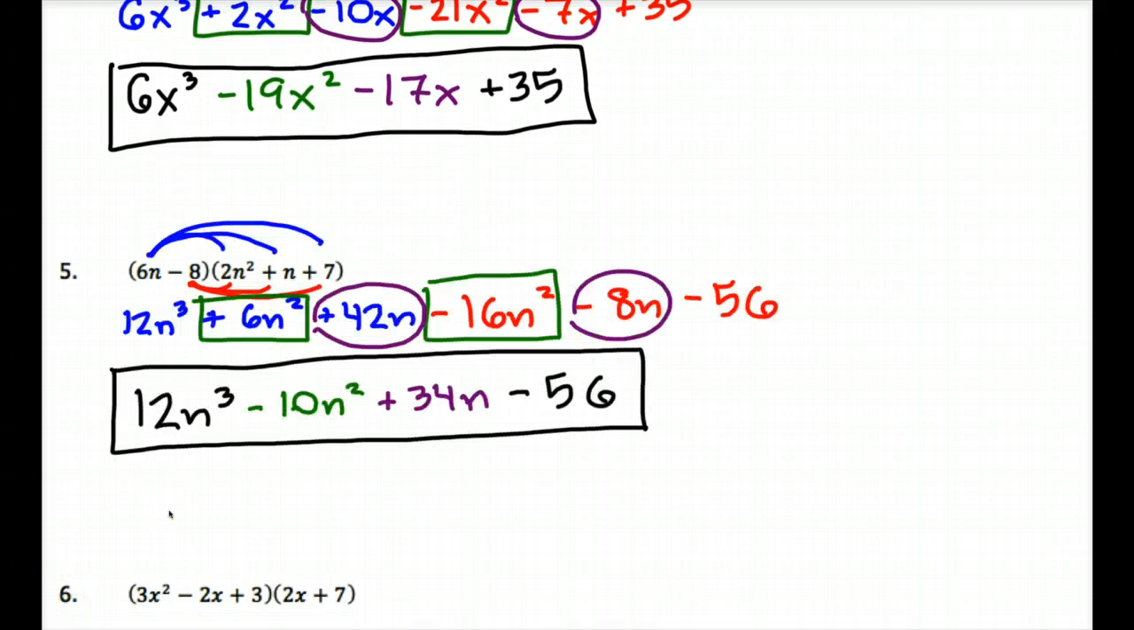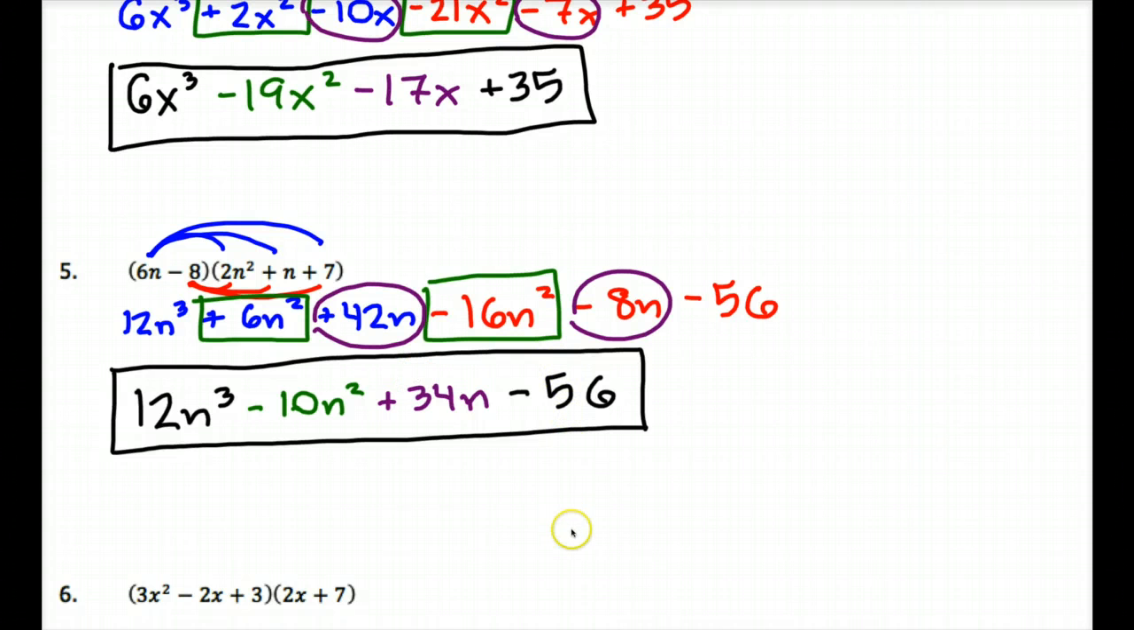Okay, for number 5 here, go ahead and check, first of all, your distribution on the 6n, so that's what I have here in blue. If you distributed that correctly, you should have 12n cubed plus 6n squared plus 42n. And then check your distribution on the negative 8. If you did that correctly, you should have minus 16n squared minus 8n minus 56. And so when you combine your like terms correctly, you get a negative 10n squared and then a plus 34n in the middle, and then you just needed to bring down your 12n cubed and your minus 56.